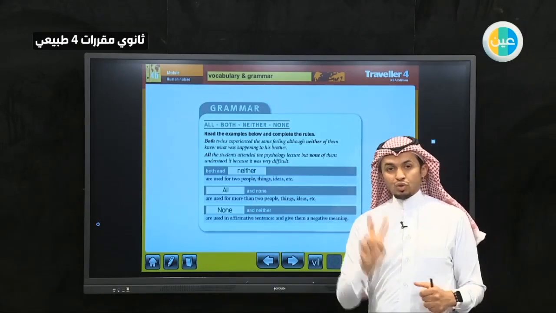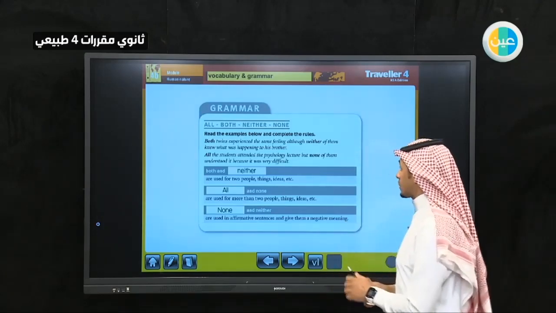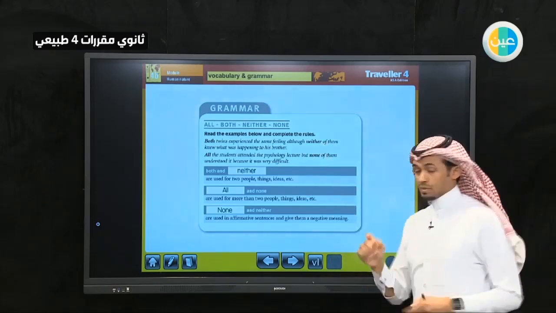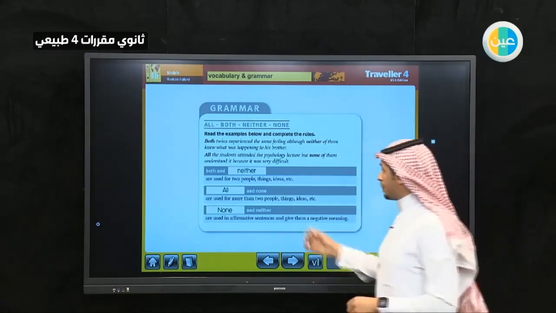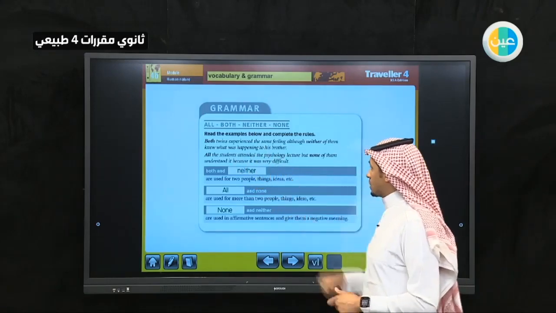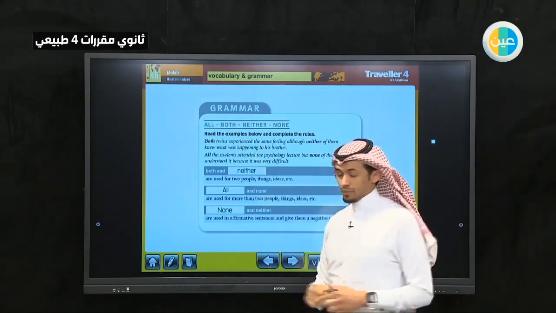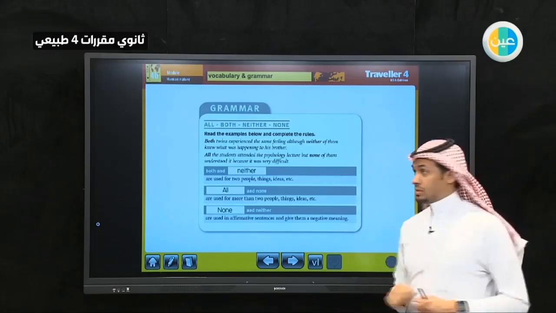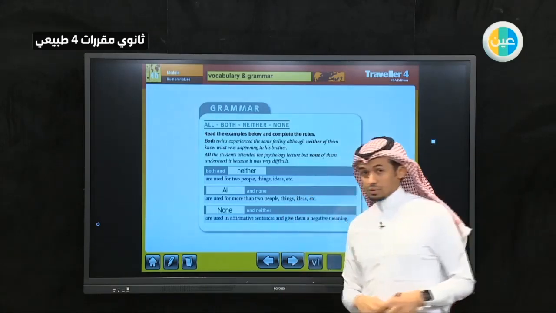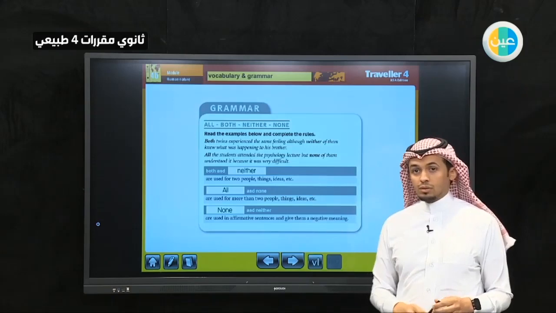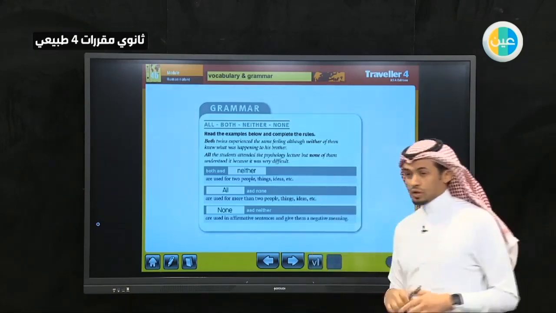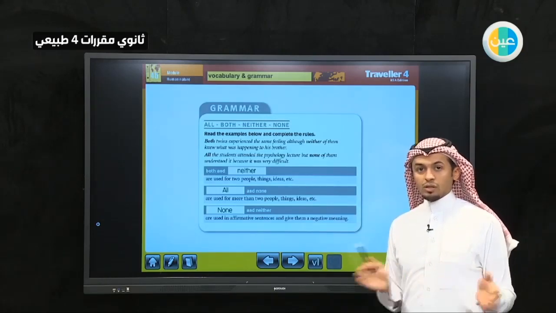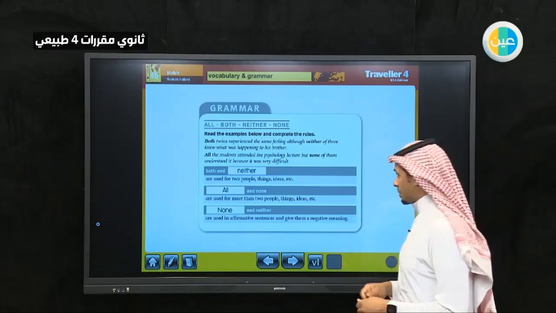So if we have two brothers, both twins experienced the same feeling, although neither of them, which means none of them, knew what was happening to his brother. So we use both to say something about two people or two things. And neither we use it to give the negative meaning. We don't have no or not in the sentence, but we use neither.